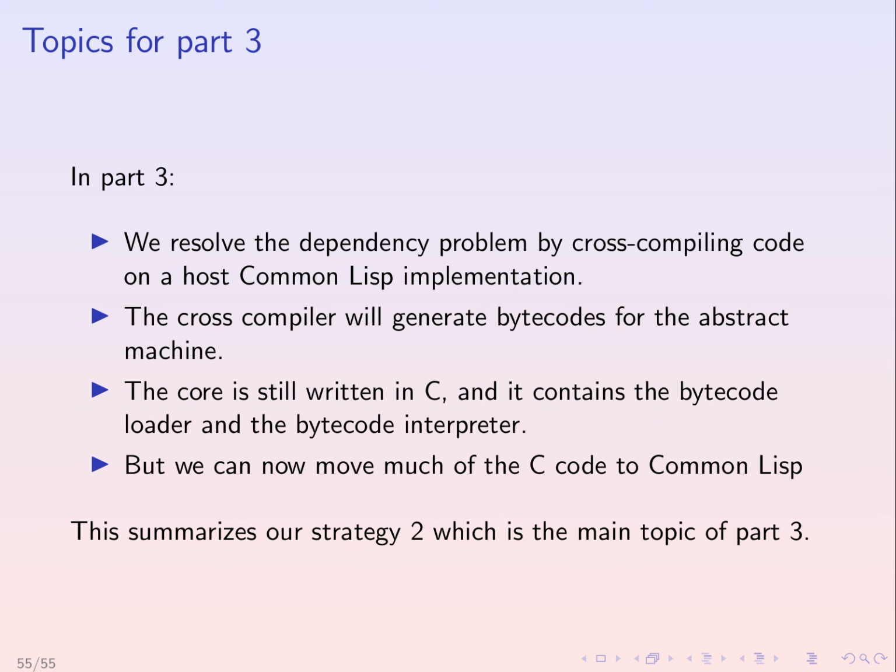So I want to resolve this circular dependency problem by cross-compiling code on a host Common Lisp implementation. And the cross-compiler will generate bytecodes for the abstract machine. The core is still written in C, and it contains a bytecode loader and a bytecode interpreter. But a lot of code can now be moved from C to Common Lisp for execution on this host Common Lisp implementation. So that summarizes our strategy number 2, which is going to be the main topic of part 3.